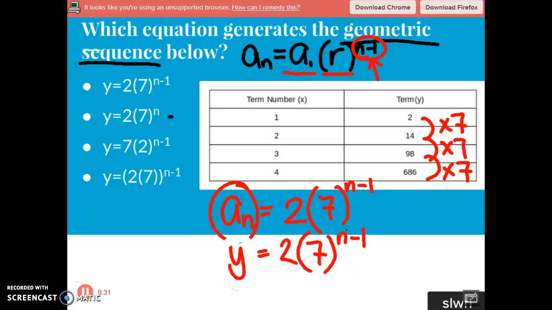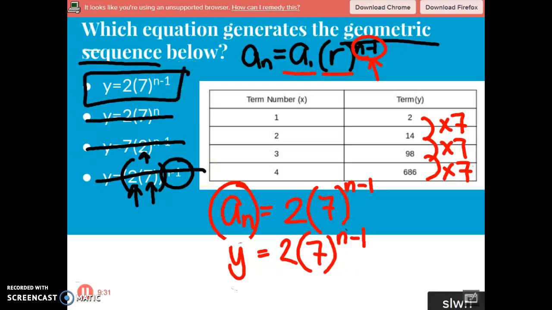Well, by process of elimination, we know it's not that one because it doesn't have a minus 1. This one has a minus 1, but the common ratio is a 2. This one has a common ratio of 7 and the first term of 2, but all of that is being taken to the n minus 1. That's not right. Here's the correct answer. It most closely looks like this answer. Great job.